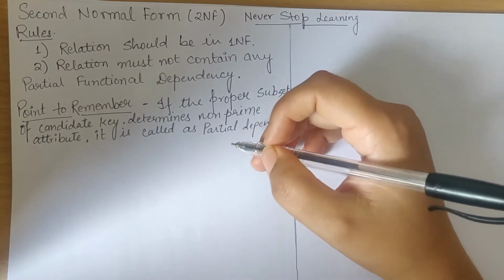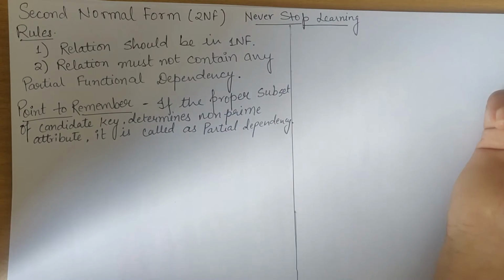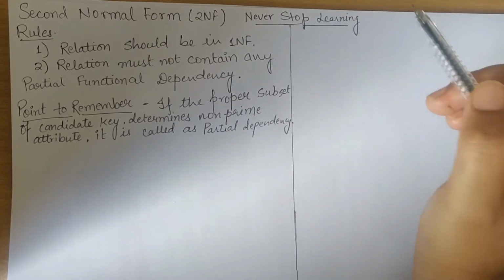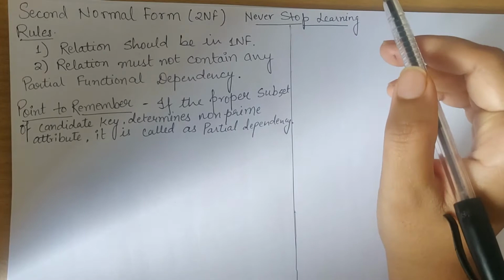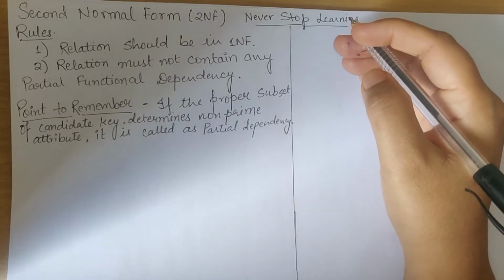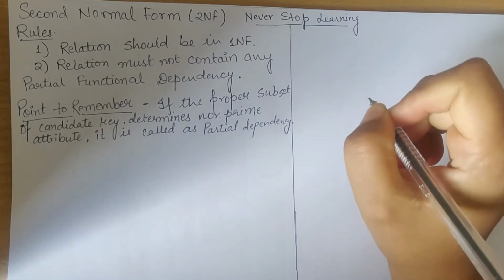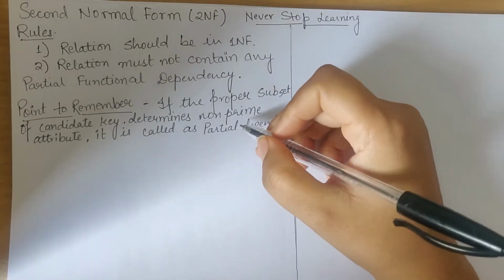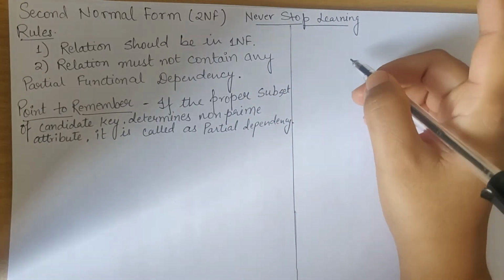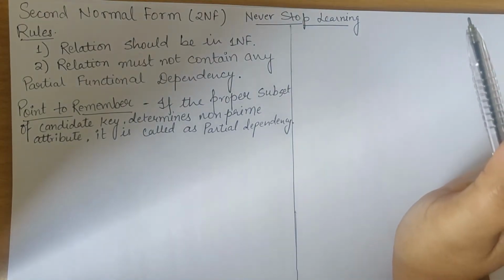Partial functional dependency: if a proper subset of a candidate key determines a non-prime attribute, then it is known as partial functional dependency. What is a non-prime attribute? Those attributes which are not part of a candidate key are known as non-prime attributes, and those attributes which are part of a candidate key are known as prime attributes. So what is the condition? No non-prime attribute is dependent on a proper subset of any candidate key of the table, right?